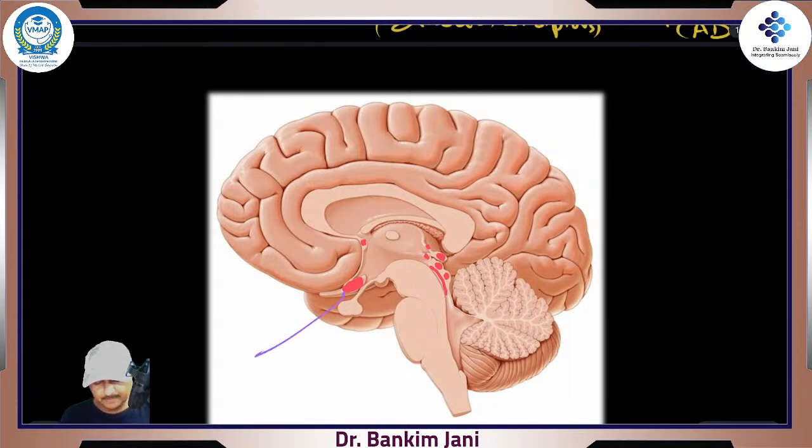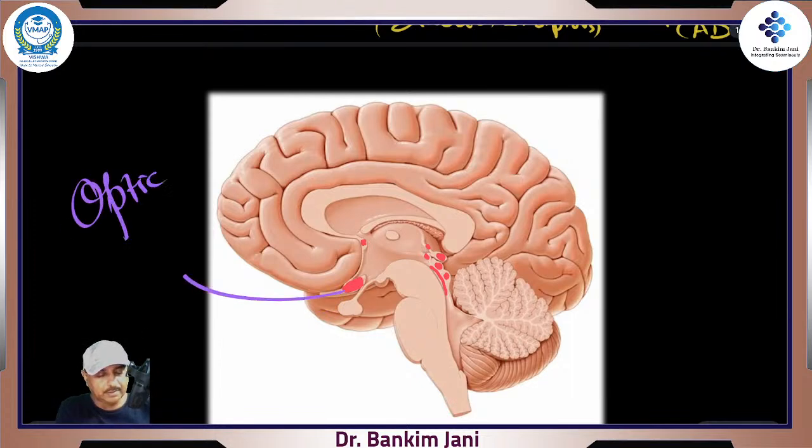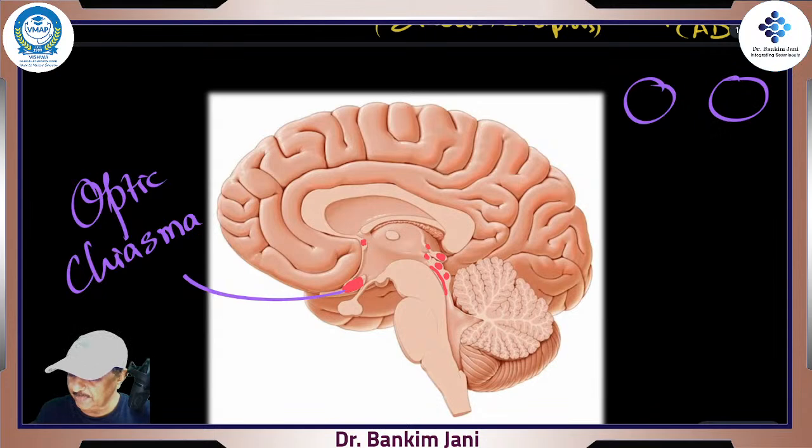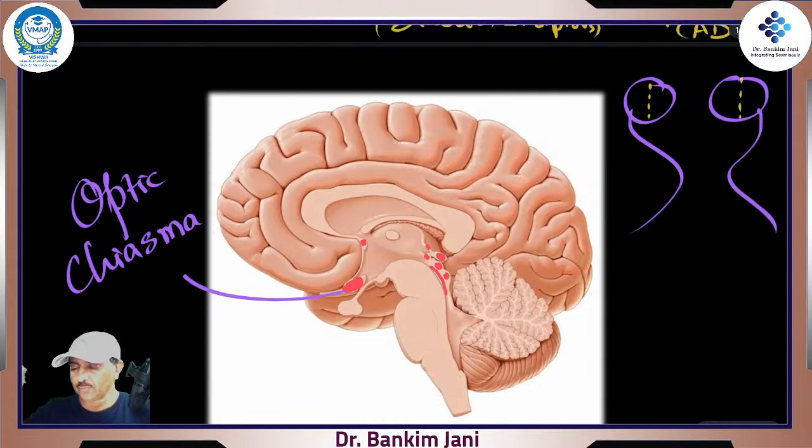This one is optic chiasma, right? That is optic chiasma. So what exactly is the optic chiasma? This is one eyeball, this is the second eyeball, they are divided into two parts, right? So they go something like this, it goes like this, right? Both the laterals will be going on to the same side.